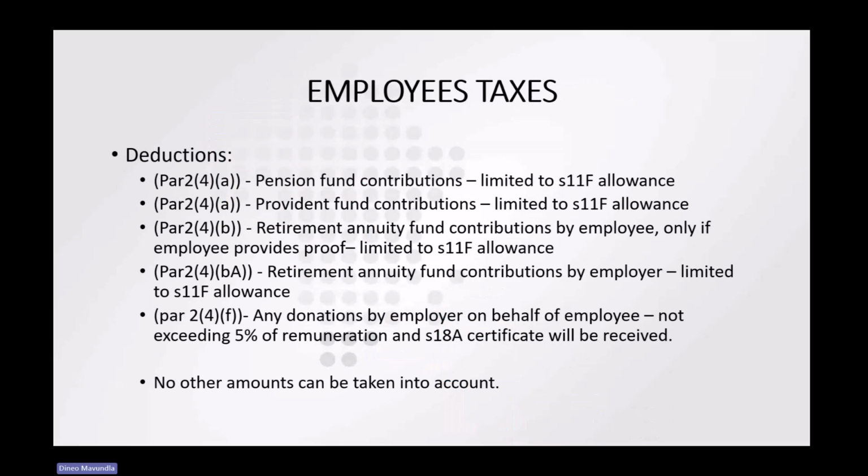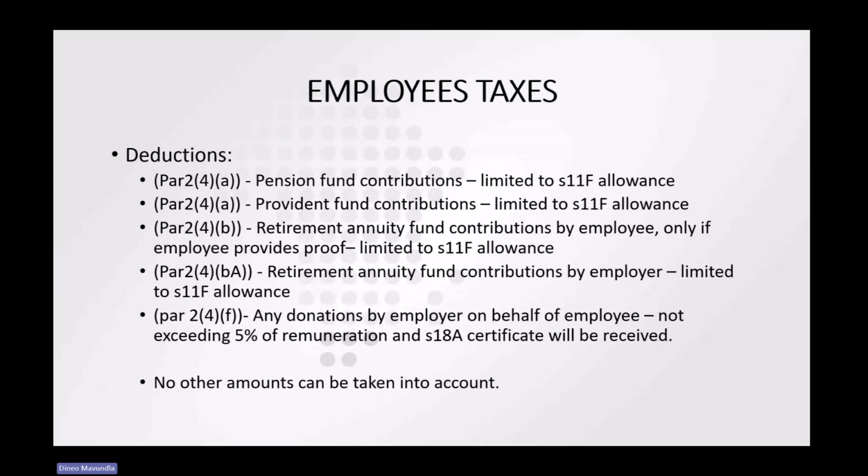Okay. Then the types of deductions that we would be able to claim, or that we could set off against the remuneration, is in terms of paragraph 2.4A, our provident fund contributions and pension fund contributions, but these are limited to our section 11F allowance. So when you're doing your calculation, you would still apply the section 11F allowance rules in the deduction.